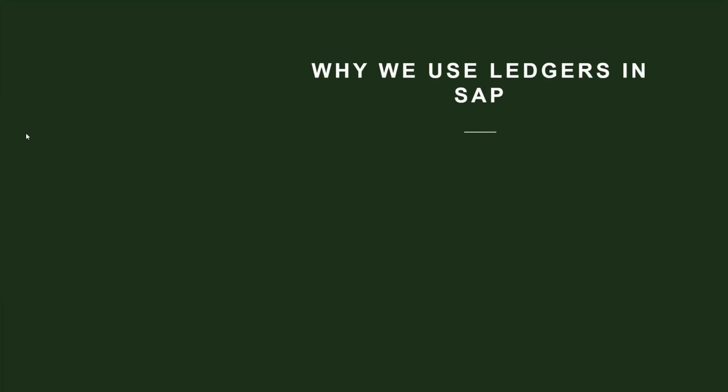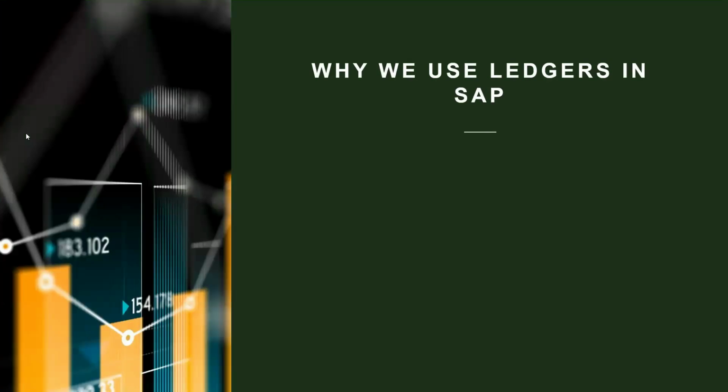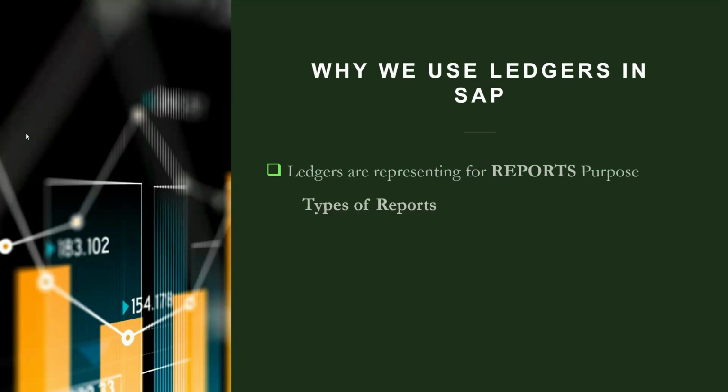Let's take the next topic: why we use ledgers in the SAP system. Basically, ledgers are for reporting purposes. Each ledger represents a report. So what reports do we generally use? Let me type here: international reports. There are a number of types. International reports can be US GAAP and IFRS.